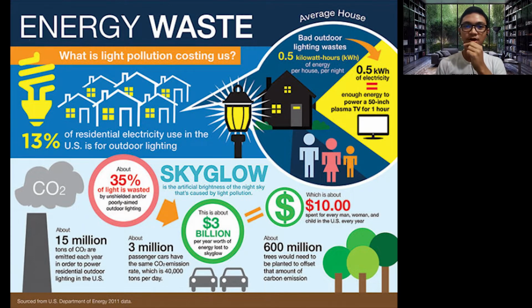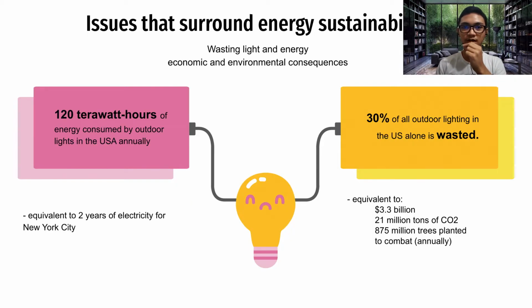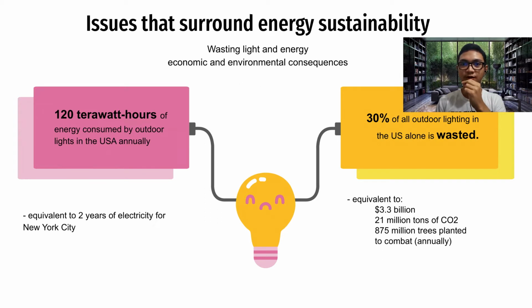According to the International Dark Sky Association, 120 terawatt hours of energy is consumed by outdoor lighting in the United States alone per annum. That can power the entirety of New York City for 2 whole years. Furthermore, the same source goes on to specify these stupendous statistics as follows. 30% of all outdoor lighting in the US alone is wasted. This is equivalent to $3.3 billion in cost, 21 million tons of carbon dioxide emissions, and we would need to plant 875 million trees to counteract these gases annually.